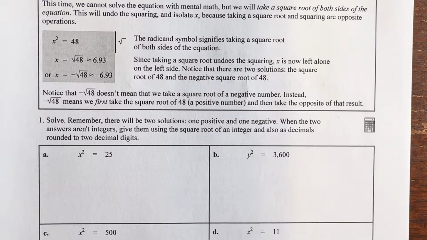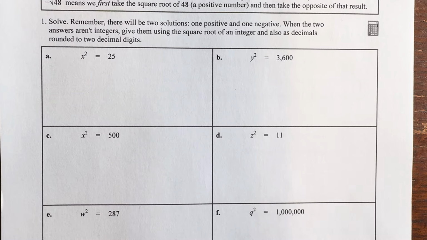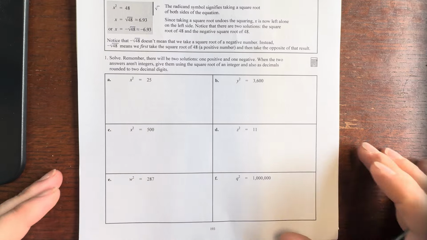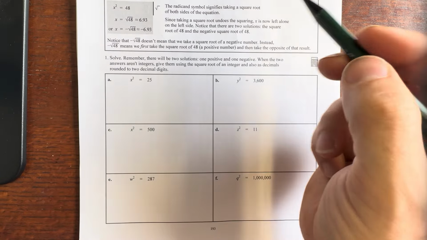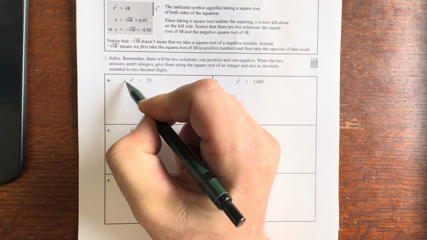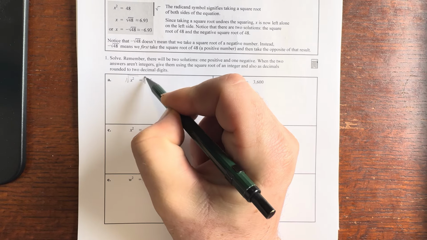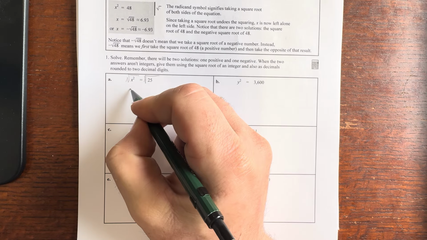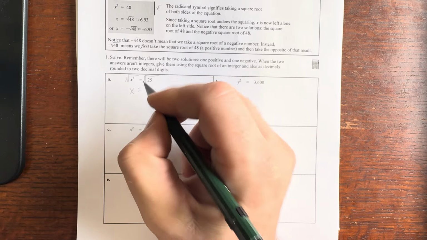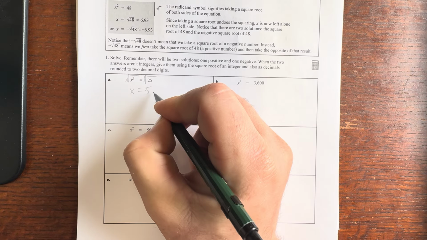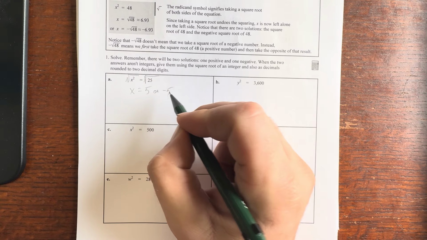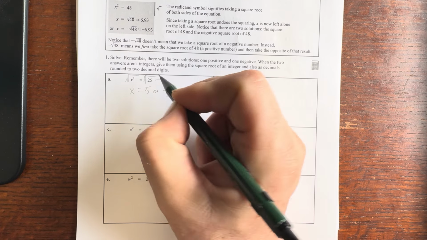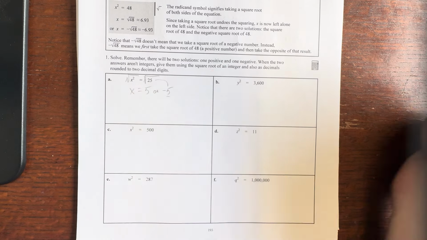These are fairly straightforward, students. Let's look at these. They're just equations with square roots. And here's the deal. How do you find the answer? You find the square root of x squared and the square root of 25, which gives you x equals, now here's the one tricky part, 5 or negative 5. Because what is negative 5 times negative 5? 25, just as 5 times 5 is.